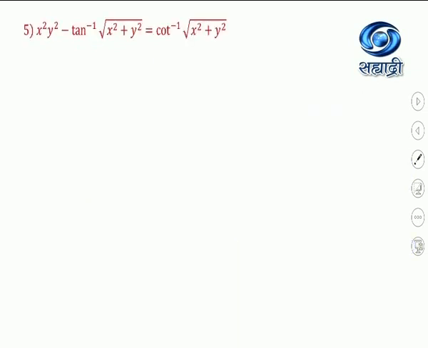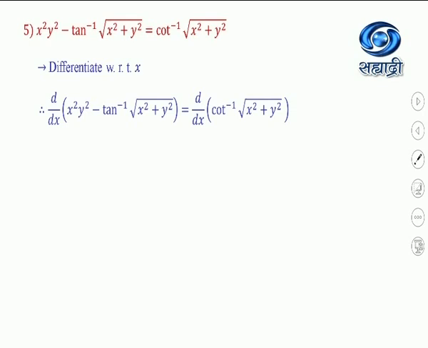Now to continue, our next example: x square y minus tan inverse of under root x square plus y square is equal to cot inverse of root of x square plus y square. Differentiate with respect to x. You can't separate these two terms in terms of x square and y square here also. So it is a type of implicit function.